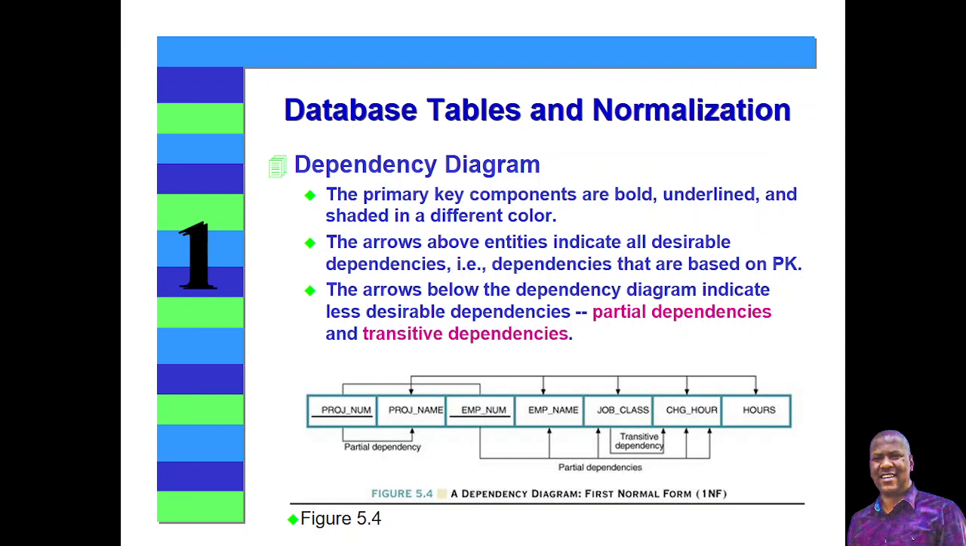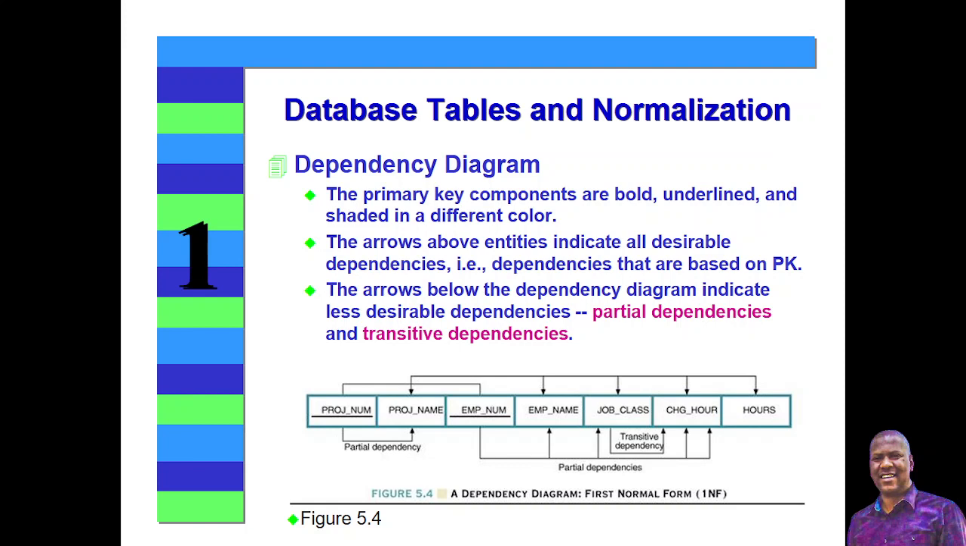So take note of this first normalization dependency diagram, because you can see the primary keys are in bold and underlined. The arrows above entities indicate all desirable. So these ones are must have. The arrows that are above these particular entities.